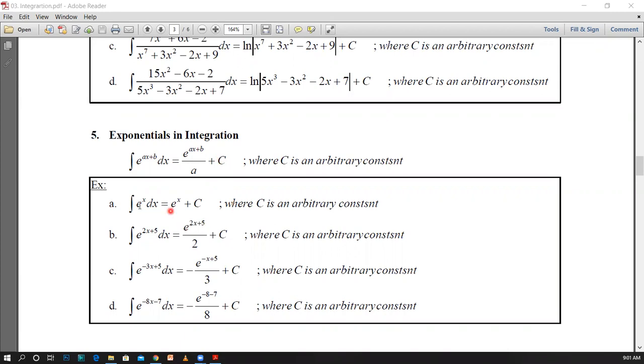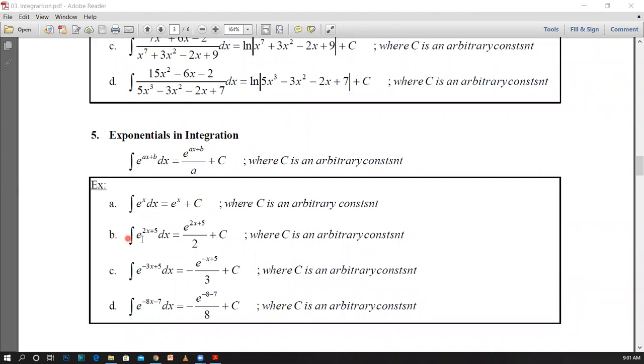Okay, these are some examples I have considered. It is the integral of e to the power x dx. Here we can see it is of the form e to the power ax plus b, where the value of a is equal to 1 and the value of b is equal to 0. Then you can apply the theorem for exponentials in integration. You will get e to the power ax plus b divided by a, with a equal to 1 and b equal to 0. Then you get e to the power x plus c.